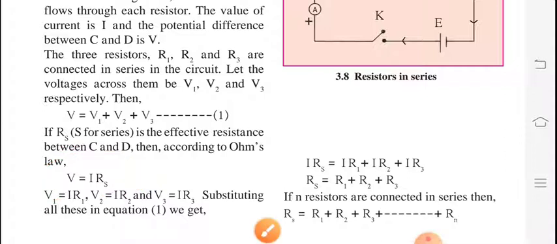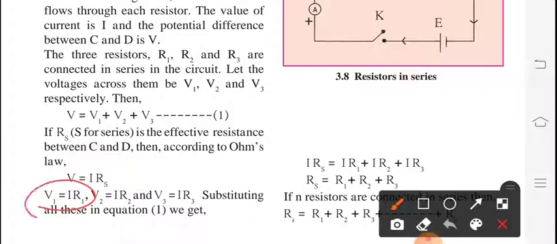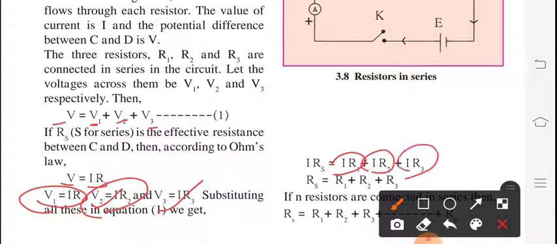Now we can find V1, it will be I R1, because the current I is the same throughout. V2 is equal to I R2. V3 is equal to I R3. Now we will substitute all this in the equation. Instead of V, we substitute I RS. V1 is I R1, so instead of V1 we substitute I R1. Instead of V2 we substitute I R2, and instead of V3 we substitute I R3.